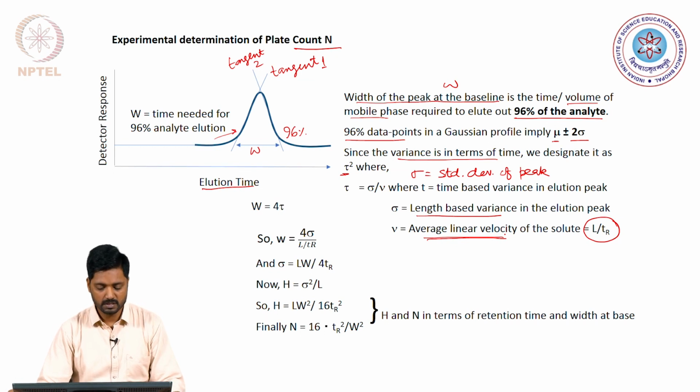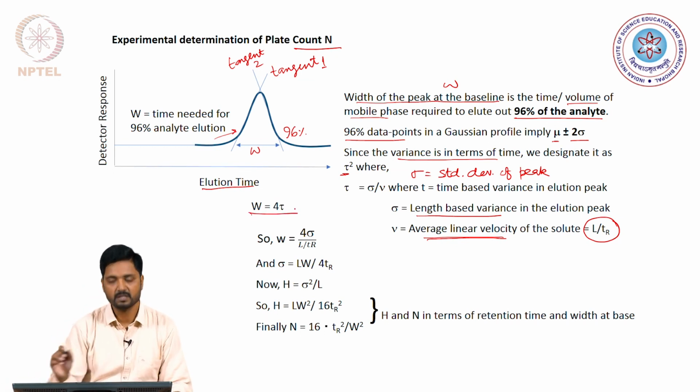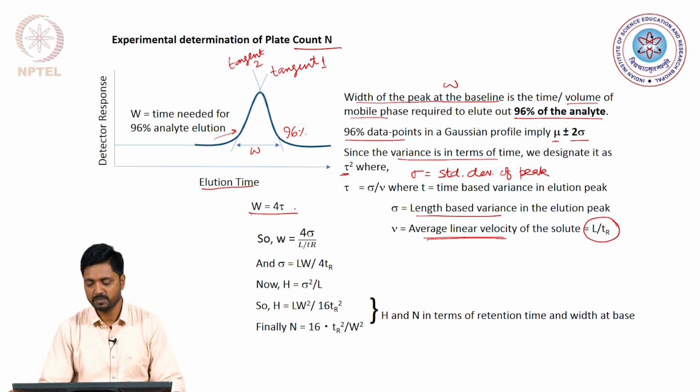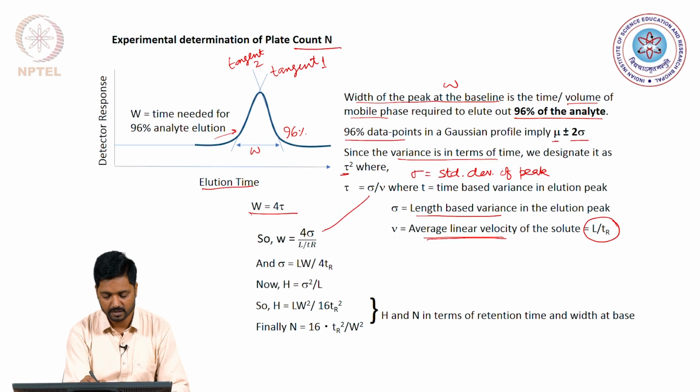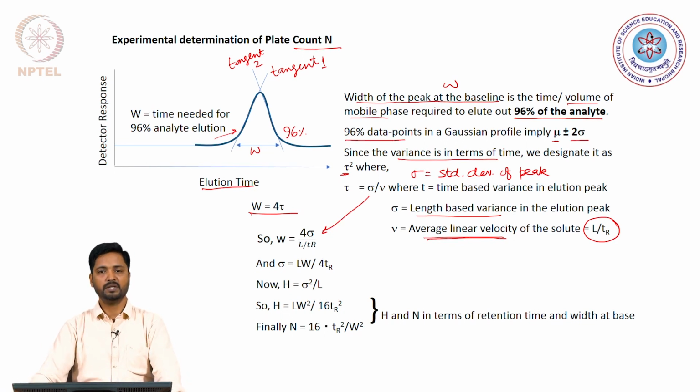And we also understand that the width at the base is equal to 4 times the standard deviation value. So, W is equal to 4 tau. Now, since W is equal to 4 tau, we insert the terms related to tau here, and we get a new equation where W is described in terms of sigma, length of the column, and the retention time TR.